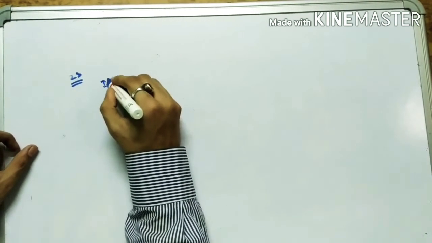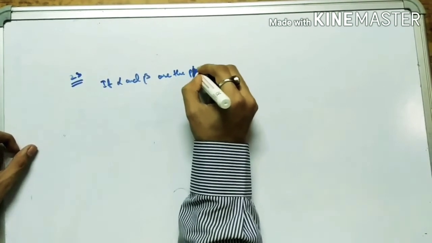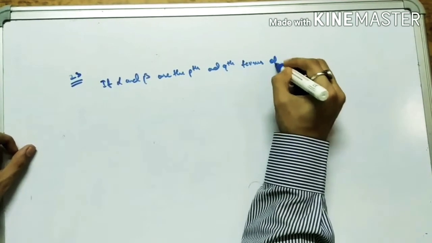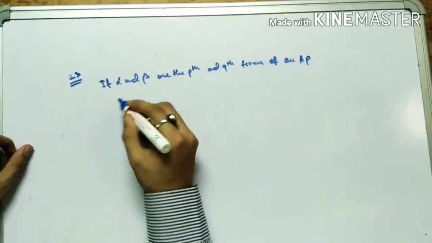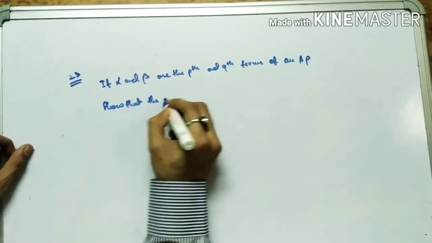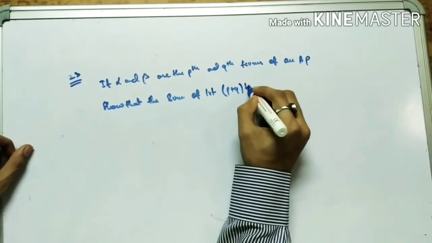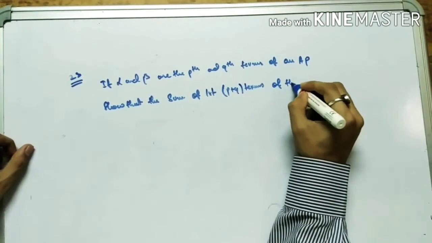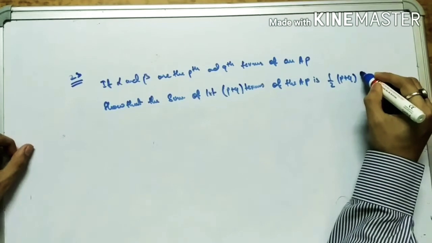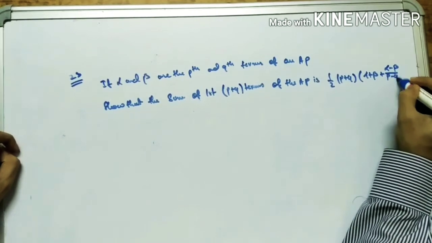Question number 23. If alpha and beta are the pth and qth terms of an AP, then show that the sum of first p plus q terms of the AP is 1 by 2 (p plus q) times (alpha plus beta) plus (alpha minus beta) by (p minus q).